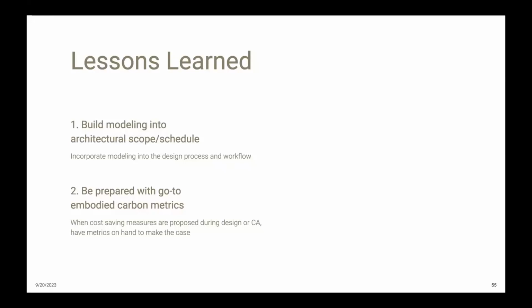Another lesson learned is, similar to what Allison described on Hillel, to have metrics on hand so that when cost-saving measures are proposed during design or construction, we have data to present to our clients. So it needs to be also in a metric that matters to our clients. So if it's money, that's great, we can talk about money. Maybe somebody cares more about how many trees are cut down or metric tons of carbon. Whatever it is, it speaks to our clients' values. That's what we should have on hand to talk to them. Next slide.